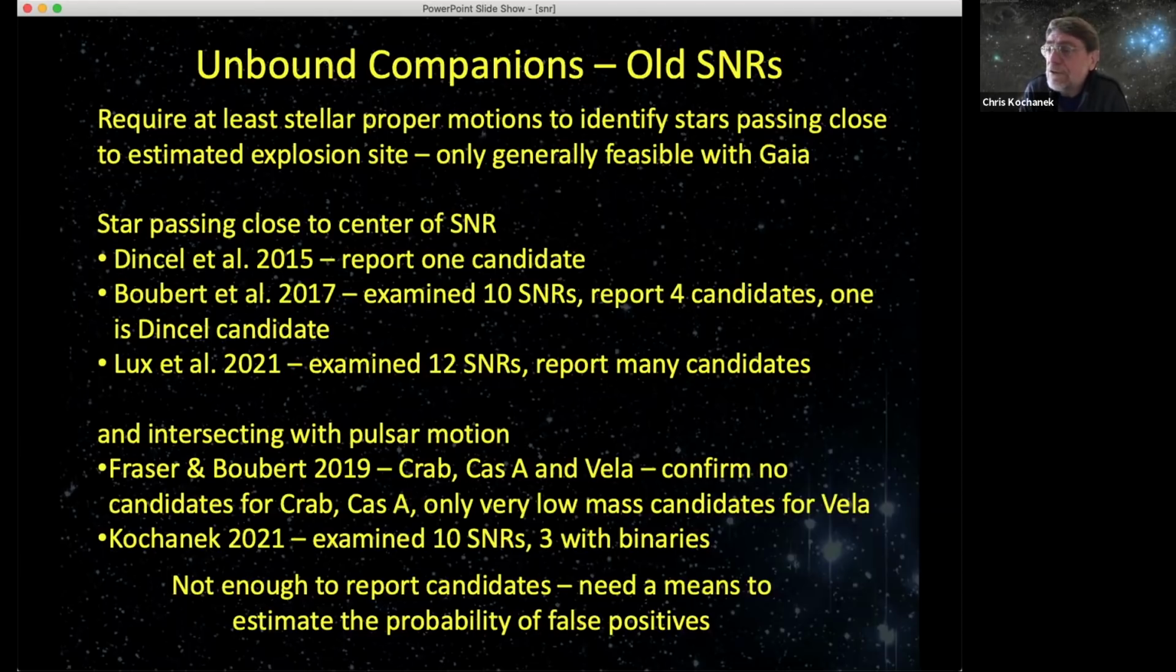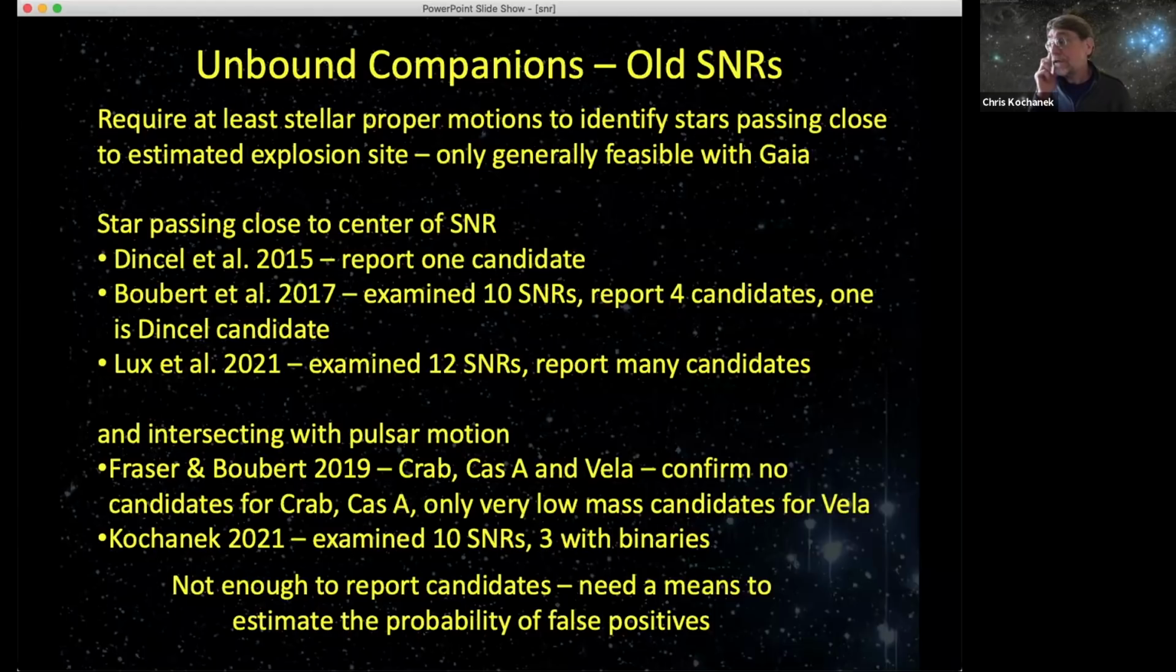The somewhat cleaner way, because you don't have to worry too much about how well defined the center of the supernova remnant is, is if you also have a proper motion for the pulsar, or neutron star. Then you can ask, can the back motion of the star and the back motion of the neutron star intersect somewhere reasonably close to the center at some reasonable time? So you have a much more constrained problem. This was done by Fraser for Crab, Cas A, and Vela. They did their own confirmation of what we did for the Crab and Cas A by not seeing anything there. And they only found very low mass or low luminosity candidates for Vela.